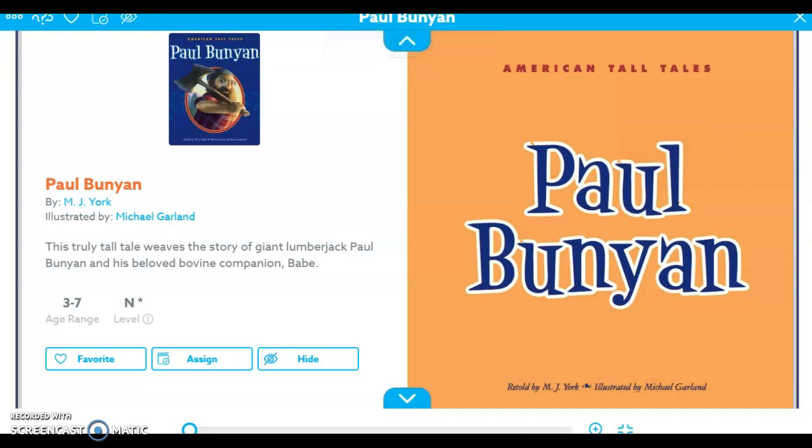Paul Bunyan, which is an American tall tale, retold by M.J. York. Now remember, because it falls under that umbrella of a folk tale, these were all oral stories that were passed down until somebody actually took that oral story and wrote it down on paper. So let's see what happens in Paul Bunyan. Remember, you're looking for character traits, you're looking for superhuman traits. Be on the lookout for those exaggerations too.